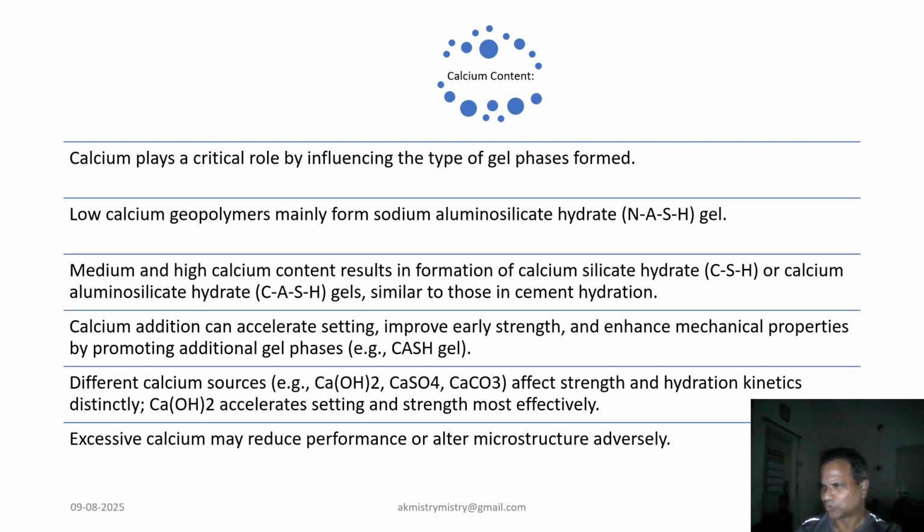Now, coming to calcium: adding calcium changes the type of gel that forms. So, low calcium gives us N-A-S-H gel. More calcium creates C-S-H or C-A-S-H gel, which are stronger and set faster. But too much calcium can hurt the structure. This we need to remember.